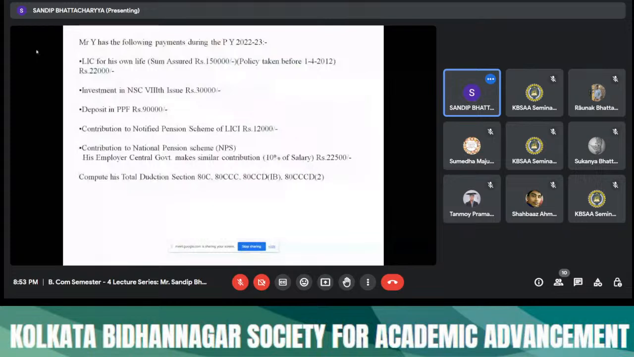22,500. Now very very important, in the sums we were doing till now there was no pension scheme. Now in this sum pension scheme is there, so let me solve one by one.